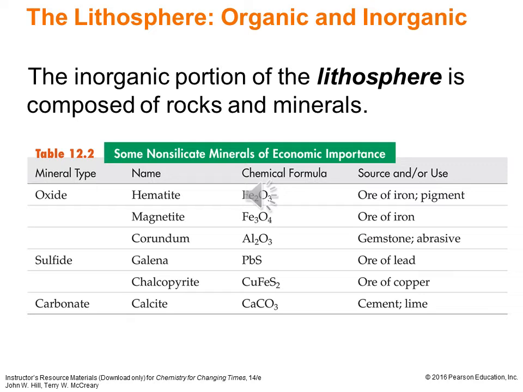Obviously silica, silicon dioxide, silicate minerals are the primary, because we already said that silicon is the number 2 element in both atom percent and mass percent in the Earth's crust.